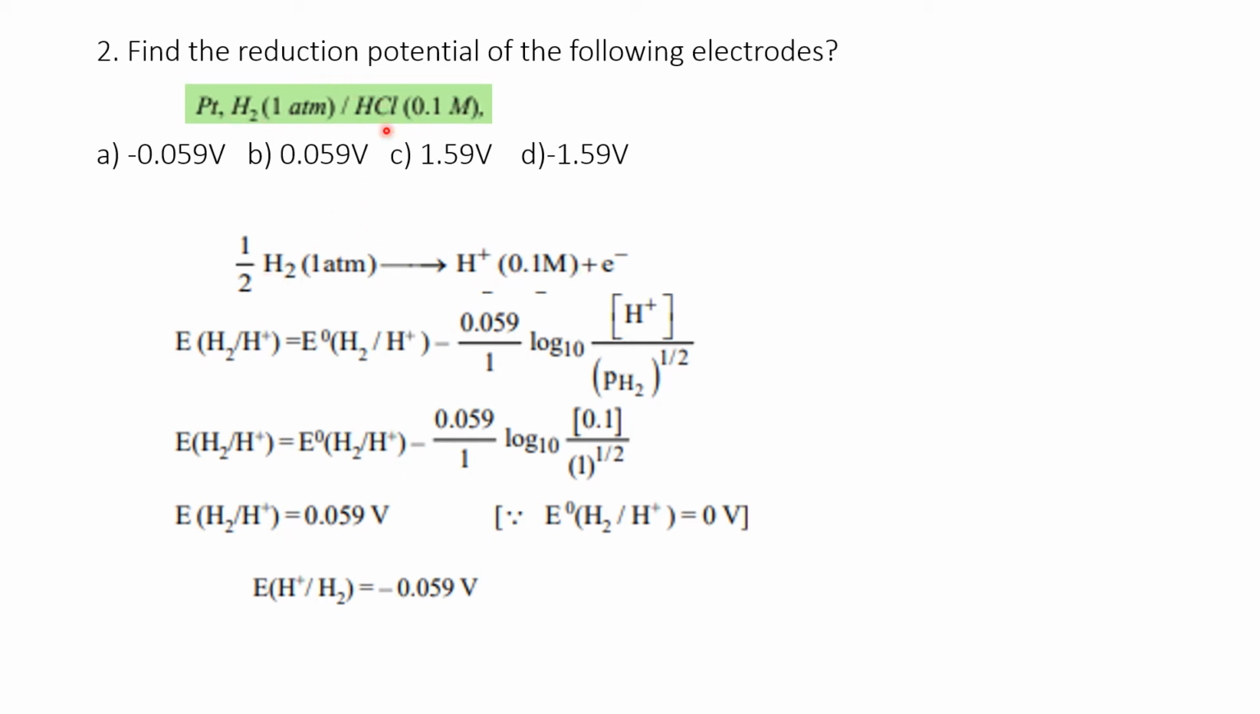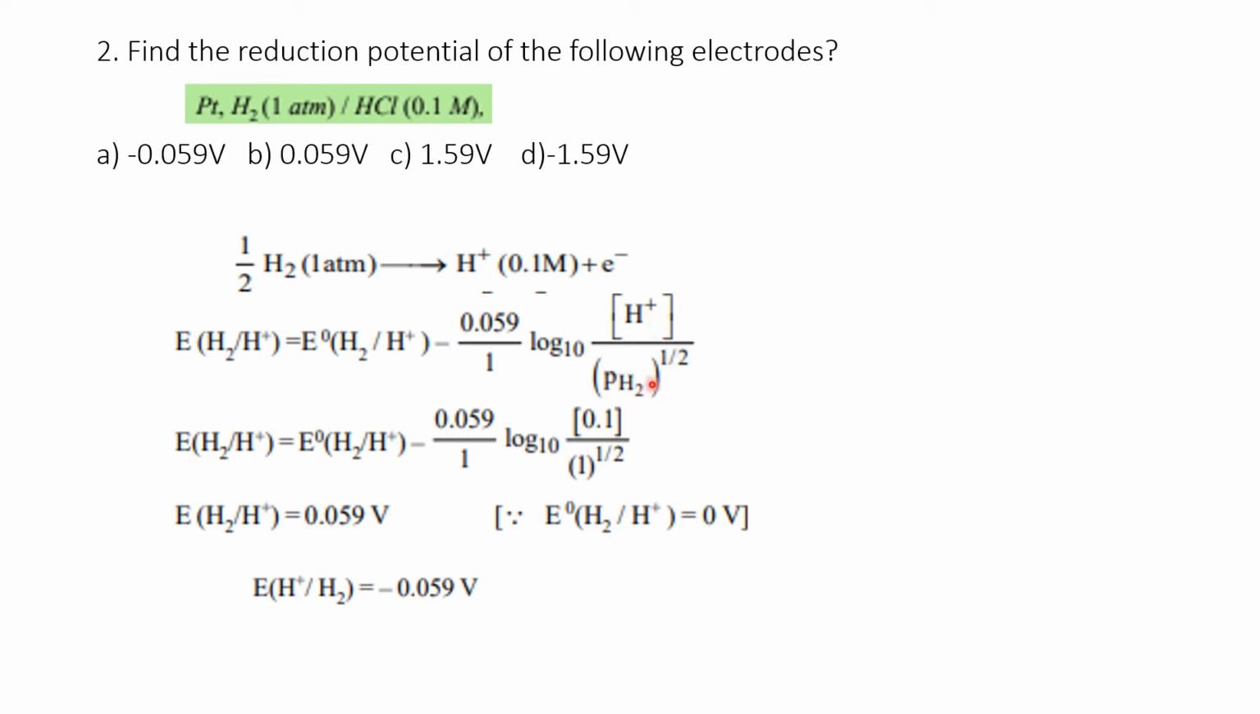So H2 becomes H+. It's 1 atmospheric pressure, and the concentration is 0.1 M. If it is given in the cell representation, you just mention it over here also. See here what they are asking: reduction potential. So H2 to H+. E0 of the cell potential is always 0. So this is 0 minus 0.059 over the number of electrons. Only 1 electron, so it's 1, times log10 of H+ divided by the partial pressure of H2, or half.